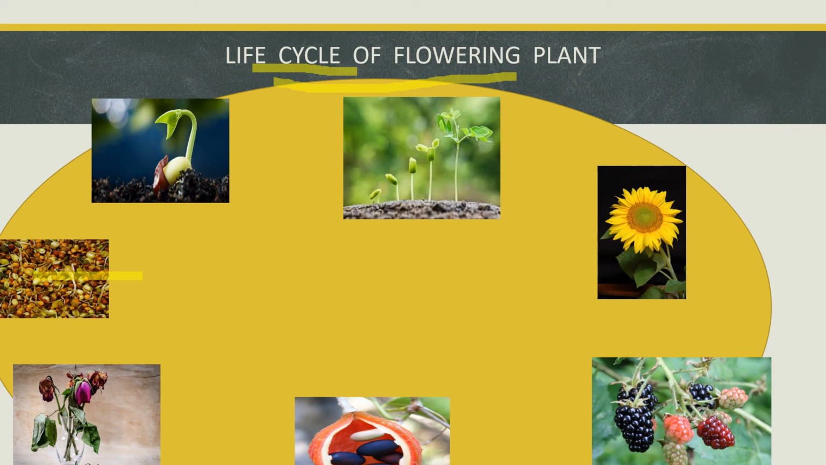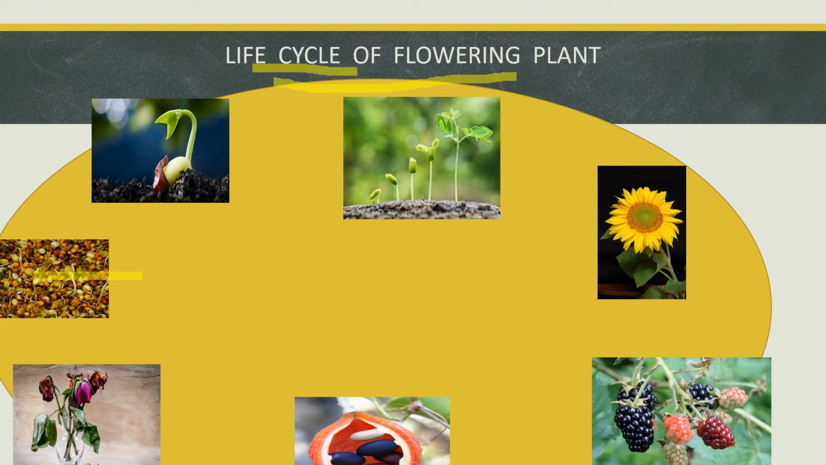Next, the plant dies. After the death of the plant, what will happen? Will a new plant grow? No. So the seeds again start growing: germination of seeds, then growth of the plant, then flowering of the plant, then the plant bears the fruits, the fruit bears the seeds, and the seeds again start growing into a new plant. So this is the life cycle of a flowering plant.